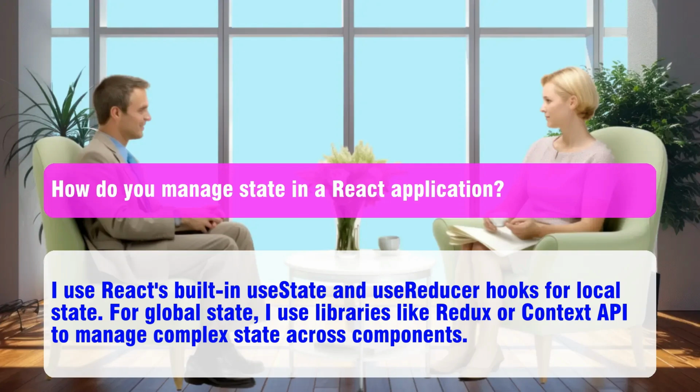How do you manage state in a React application? I use React's built-in useState and useReducer hooks for local state. For global state, I use libraries like Redux or Context API to manage complex state across components.